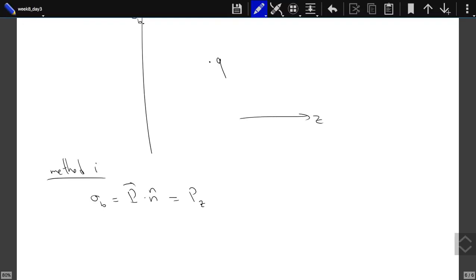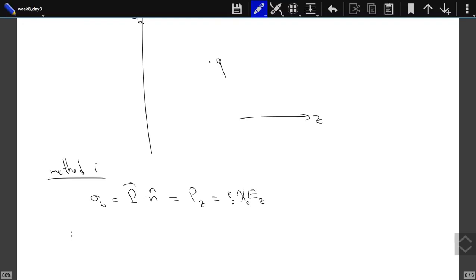Well, we don't know what the polarization is, so this doesn't really help that much. But let's say Pz, we know that this is a linear dielectric, so the polarization in the z direction will be proportional to the electric field in the z direction, with the proportionality constant epsilon 0 times chi e, chi e being the electric susceptibility. So if we knew what Ez was, just inside our boundary, inside our dielectric on the surface, then we could determine the bound charge.